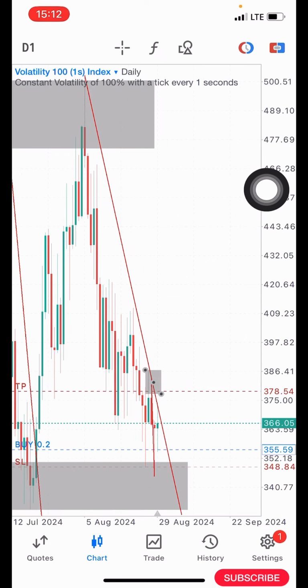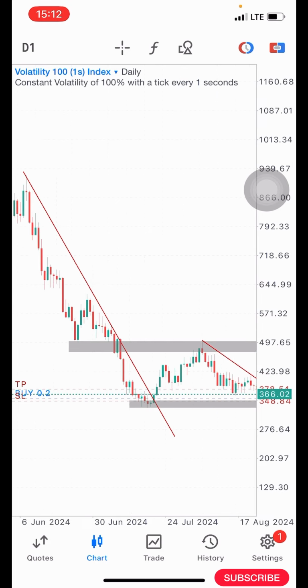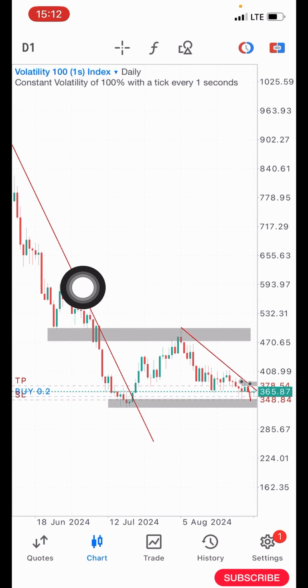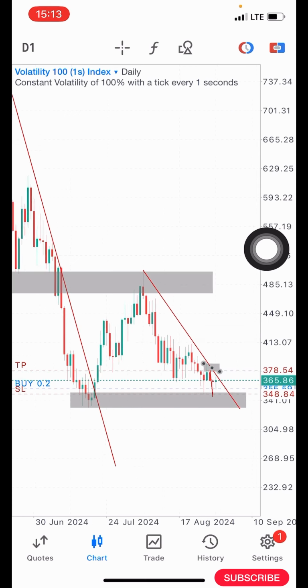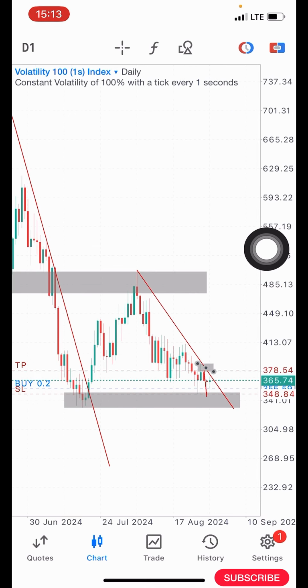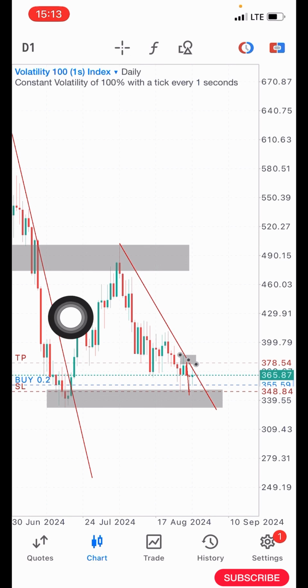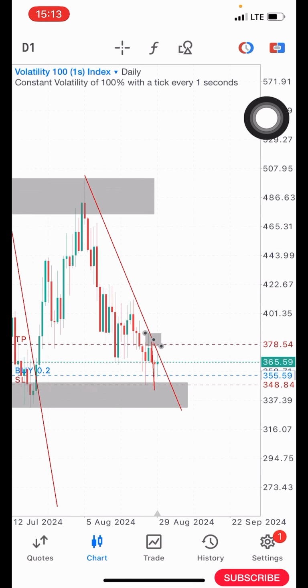My initial reason for taking this entry earlier: you can see from the daily time frame that price was initially in a downtrend. Now it broke above the trend line, found support around this area, and came down again. This is like a retest, and I know it's going to go up again. This is kind of a double bottom. You can see one here, and it's trying to form the second one here. If it breaks above this structure and retests, I'll still be buying to the upside, but it's going to take time for this to happen.